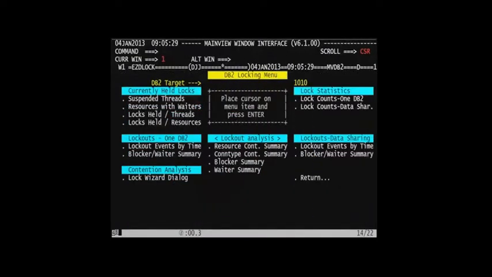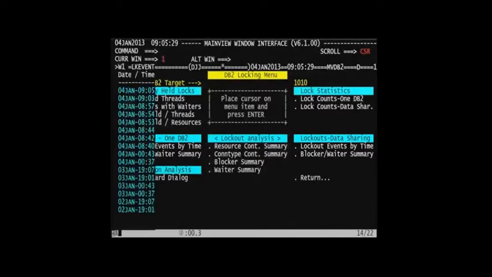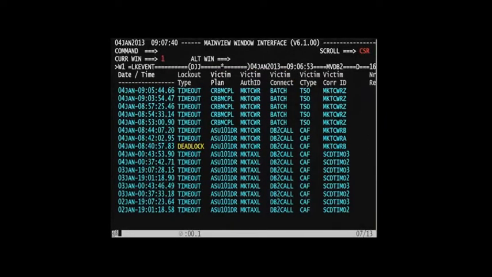Back to the DB2 locking menu. Reviewing locking history, we want to look at lockouts by DB2 or by data sharing group. The lockout events by time, or LK event view, will show all the lockouts and deadlocks that have occurred. It could be a case where developers have coded for this situation and the threads do not actually abend when these problems happen. However, these occurrences do affect response time because SQL locking application code will be rerun because of the locking problem. I'm going to put my cursor on one of these timeout entries and hit enter.